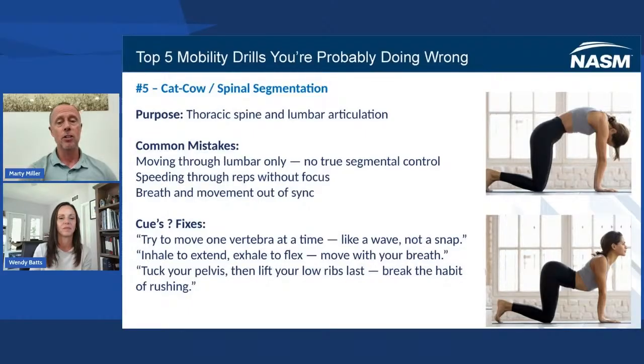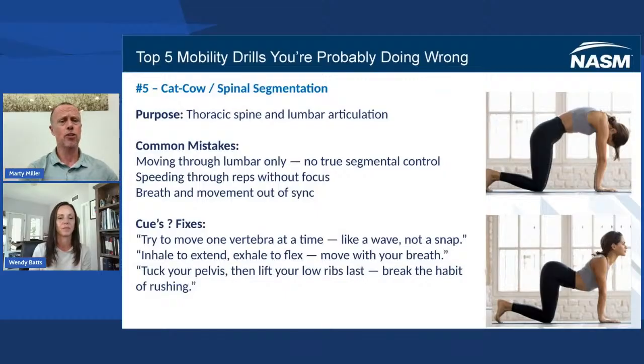Now, the picture I found, the best one I could find here, she has incredible range of motion, especially in the downward position. You could almost argue maybe she's going too far. That's not as common, but it was really hard to find a perfect picture. So some of the common mistakes are moving through lumbar only, not getting all of the spine to move into flexion and extension, speeding through the reps without focus, and then not breathing and having these movements out of sync.